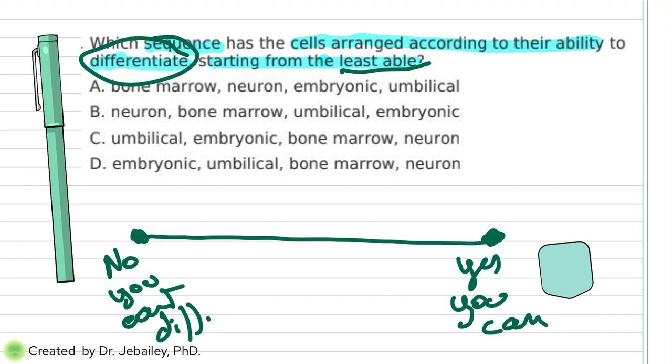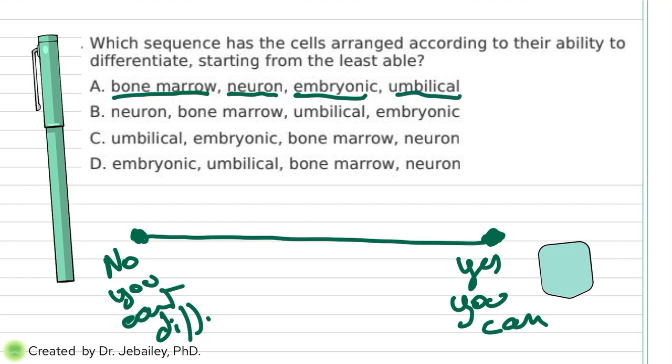So let's look at the first option. It says bone marrow, then a neuron, then embryonic, then umbilical. So if you put the bone marrow right here, no, you cannot differentiate. Well, bone marrows do have stem cells, so it can differentiate. So between bone marrow and neurons, neurons cannot differentiate. So neurons should have been here instead of the bone marrow. So A is out.